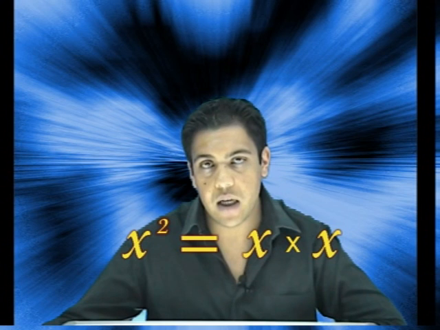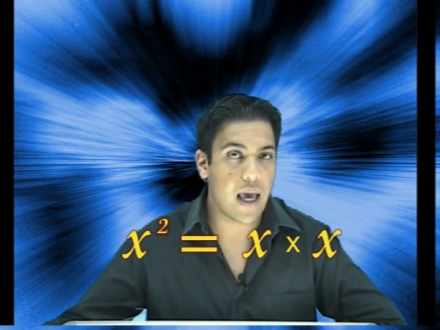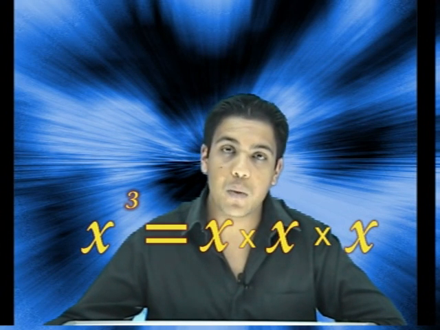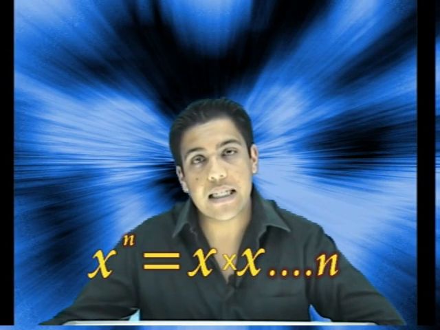We will begin by looking at a few basic definitions that are pertinent to exponents. Exponent. Exponent is the number indicating the amount of times a base is multiplied by itself. For example, x squared is equal to x times x. X cubed, or x to the power 3, is equal to x times x times x. X to the power n is equal to x times itself n amount of times.